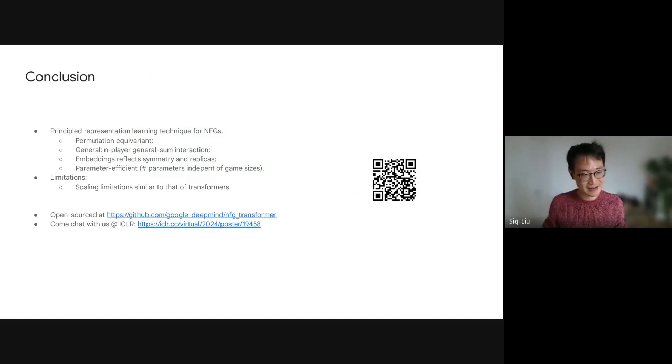To conclude, we're proposing a principled representation learning technique for NFGs. That is permutation equivariant. It's also general; the same principle should work for general-sum games. The embedding reflects symmetry and replicas by construction. It's parameter efficient. And there are obviously limitations, as the audience also called out. To scale, we'll probably need to think about other scaling techniques that the transformer community will also be interested in. But again, the theoretical properties are not limited to this specific version of the proposal. The function f being equivariant can be implemented in different ways.